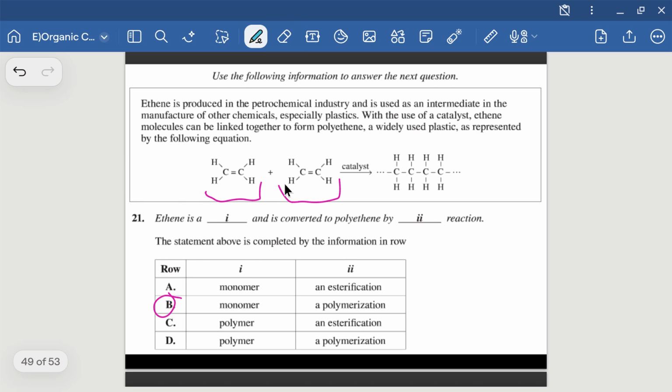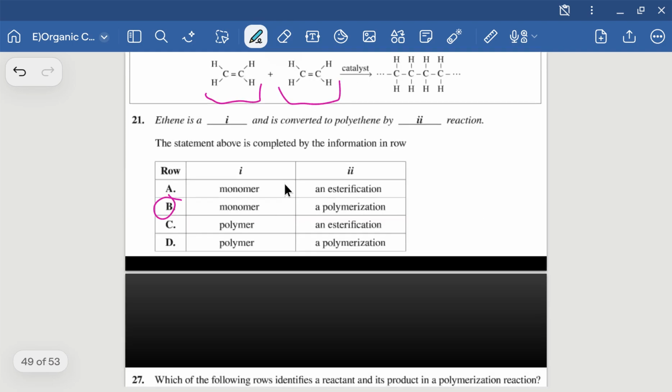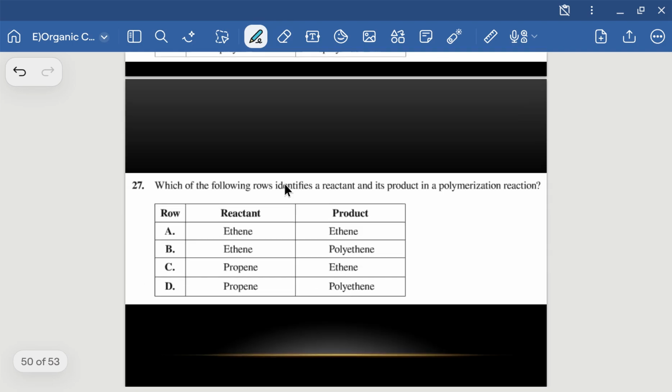Which of the following rules identify a reactant and its product in a polymerization reaction? You start with your reactant, and then you just add poly to it. So it's not A, polyethylene. It could be B. It's not C, and it's not D, because this should say propene instead. So that one is B.